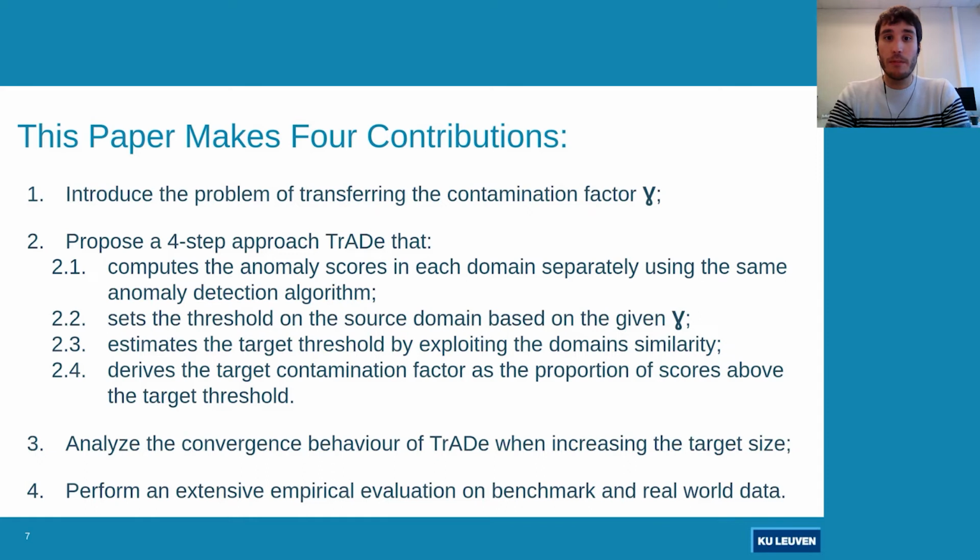Well, in this paper we make 4 contributions. First, we introduce the problem of transferring the contamination factor gamma. Second, we propose TRADE, a method that is able to do such a transfer in 4 steps. In a nutshell, TRADE first computes the anomaly scores separately for each domain. Second, it sets the threshold using the given source contamination factor. Third, it transfers the threshold from the source to the target domain by exploiting the shape similarity of the anomaly scores. And finally, it derives the target contamination factor as the proportion of scores above the transferred threshold.